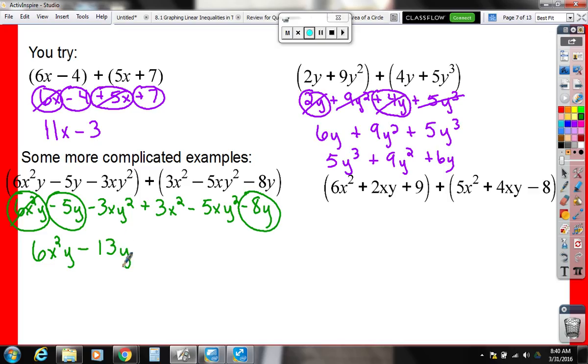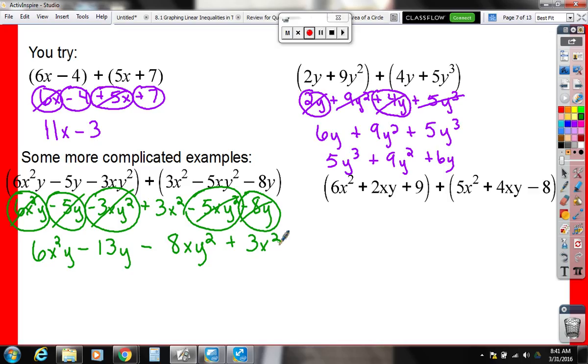Negative 13y. Okay, moving on to the next one, we have negative 3xy squared. Adam, do we have any other terms that are exactly like that one? Yeah, negative 5xy squared. Good. And when we combine those, what do we get? Negative 8xy squared. Okay, and then we just have plus 3x squared, little lone term.